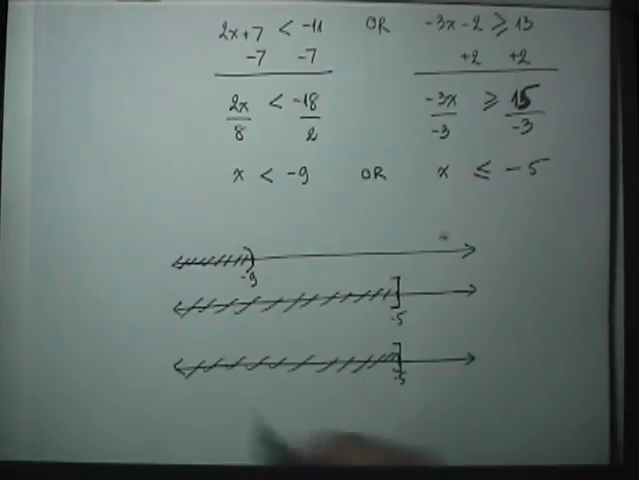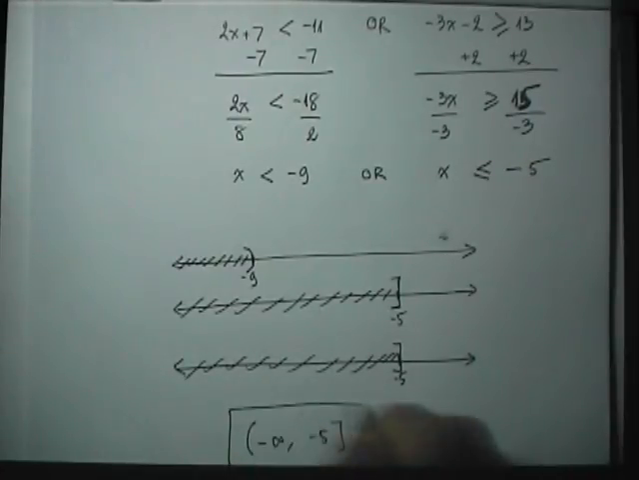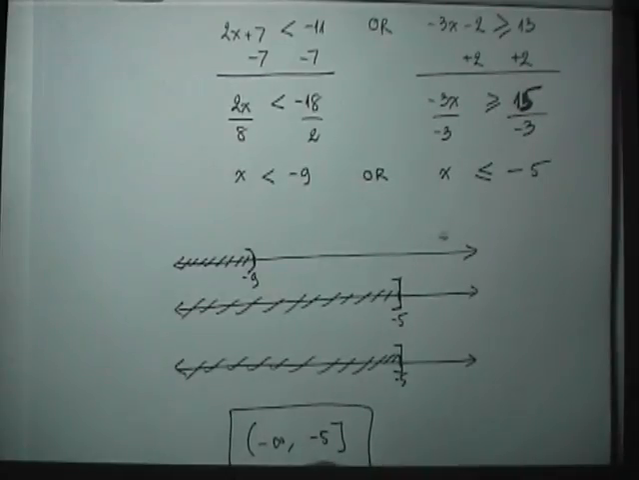So now, the final inequality here, when you really combine the two graphs, there's only one interval in the end. So it's really just -infinity to -5.